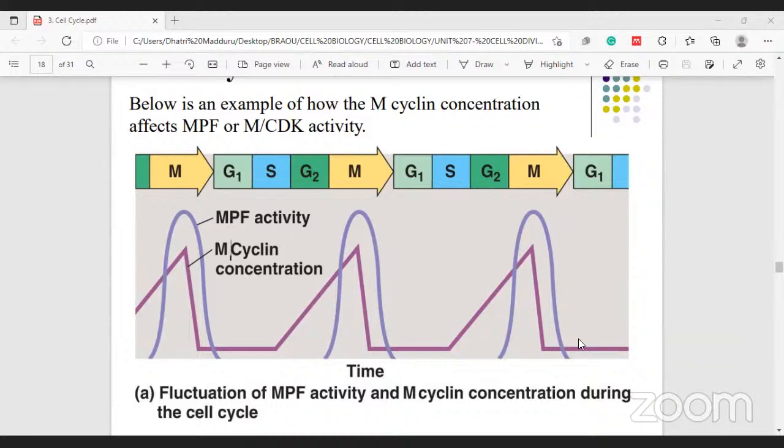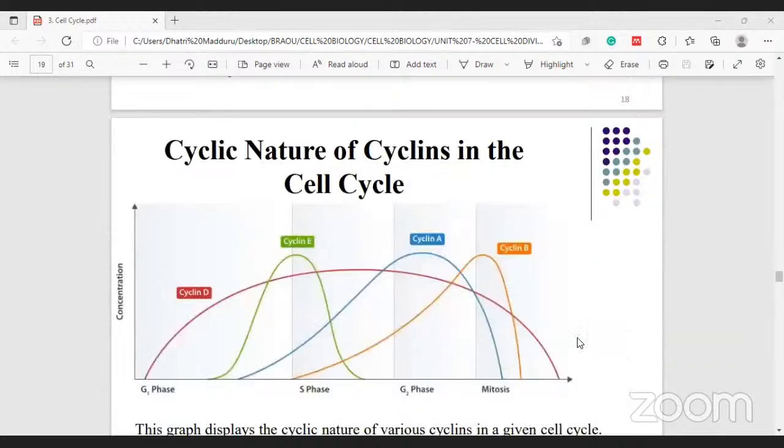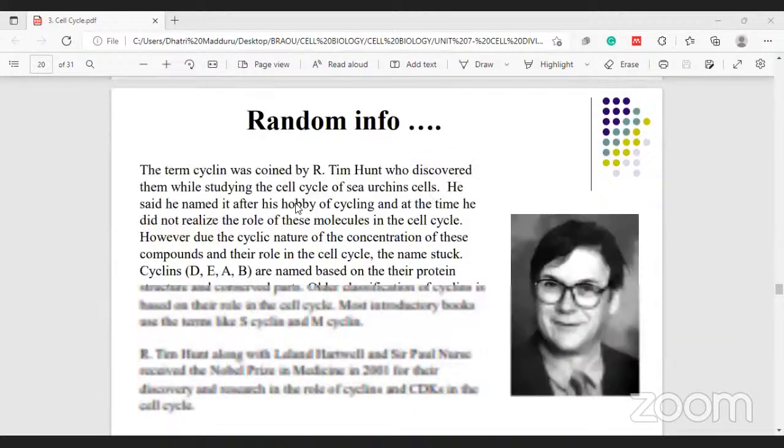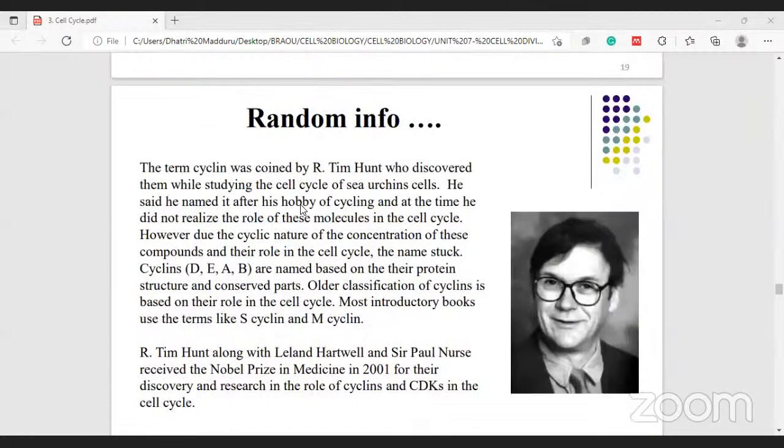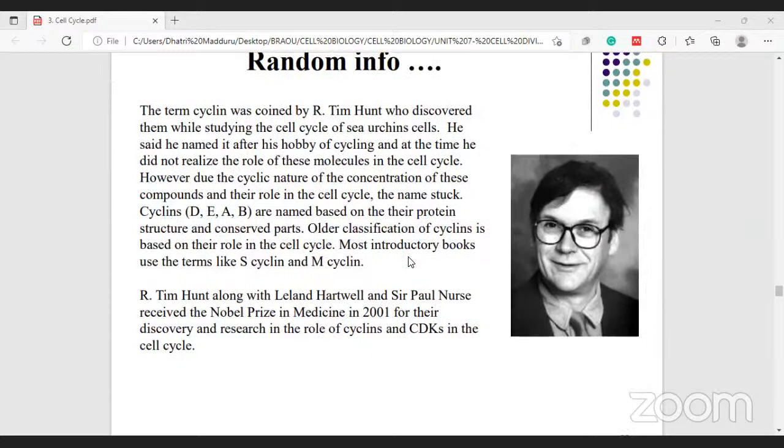So the term cyclin was coined by Hunt, who discovered it in the cell cycle of sea urchins, and he said he named it after his hobby of cycling. So whatever he named it, it is a cyclin. And as this is a cell cycle, the name itself is appropriate here. The cyclins fluctuate their levels during the cell cycle. So they received the Nobel Prize for medicine in 2001.